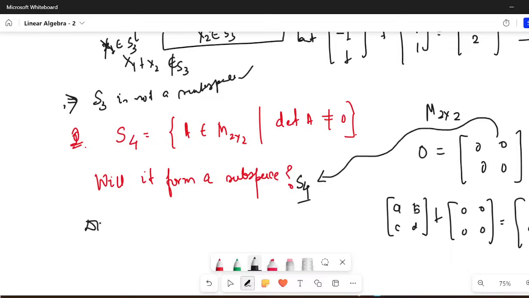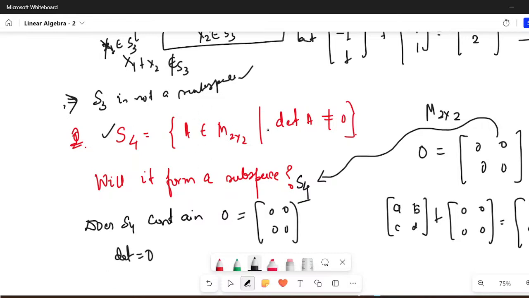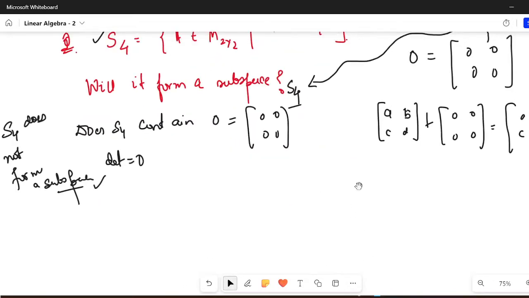But does S4 contain this? Does S4 contain the 0 element? No, it does not. By 0 element I mean this matrix. Does it contain it? No, it does not contain 0, because if you take the 0 element, the determinant will be equal to 0. And we have restricted that in S4 we'll take all those matrices of 2 cross 2 whose determinant is non-zero. So clearly S4 does not form a subspace. Is that clear? I hope it is clear.